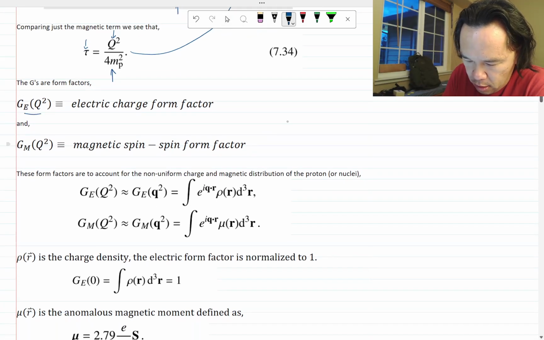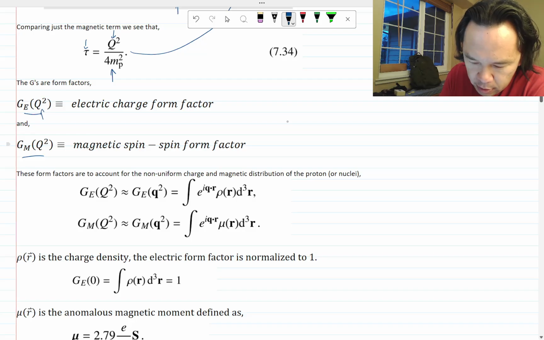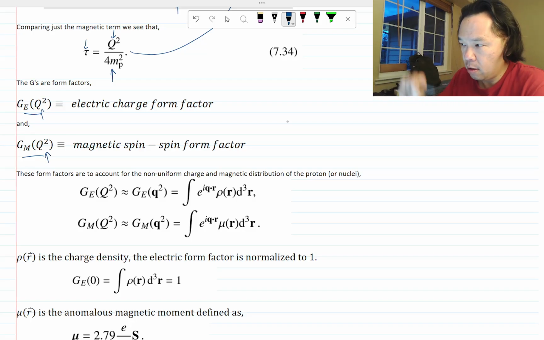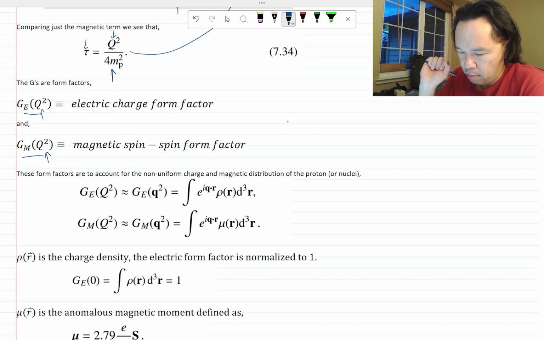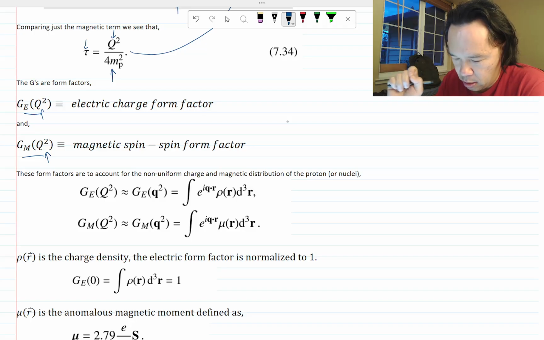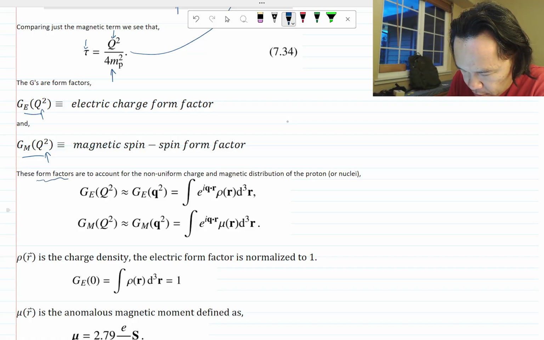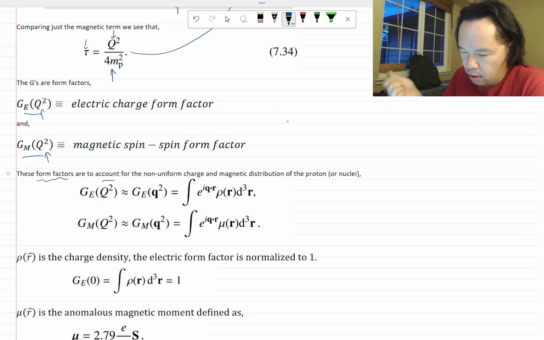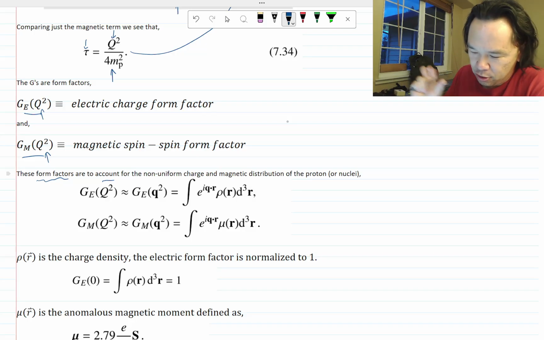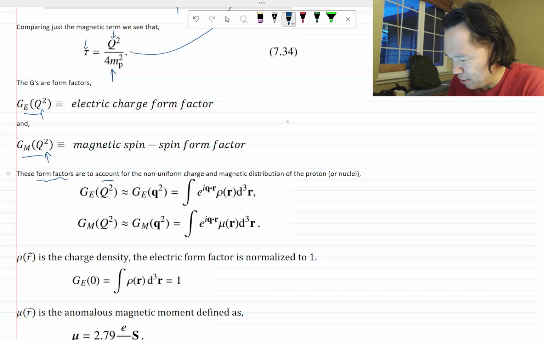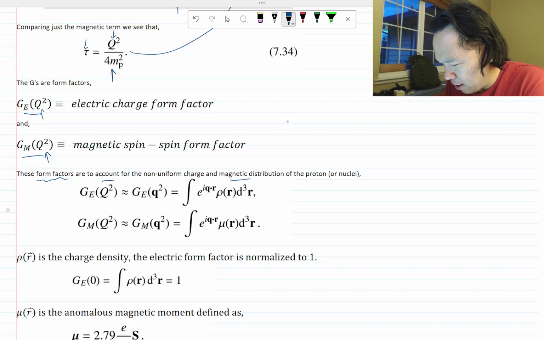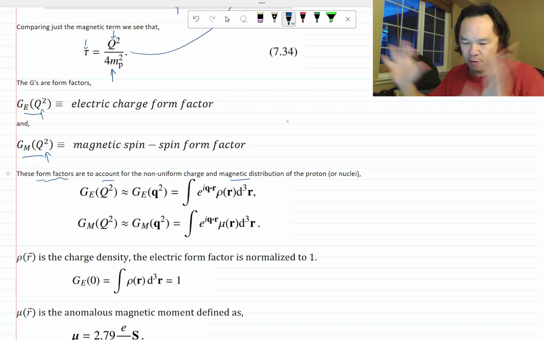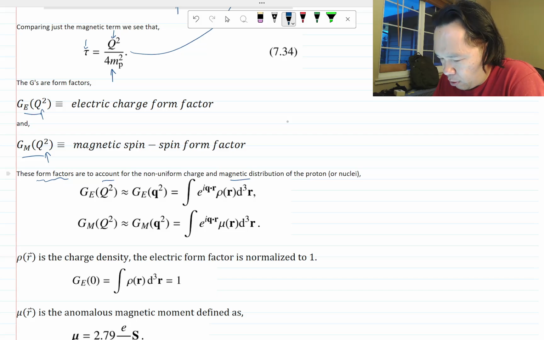Right, so we have GE, GM. One thing to note is that both of these are going to be functions of the momentum exchange between the two particles. In fact, what these form factors are actually doing is accounting for the non-uniform charge distribution of a proton, for example, and also the magnetic distribution. I don't even want to say magnetic charge because there's no such thing as a magnetic monopole. Basically how the magnetic fields are distributed in this proton.